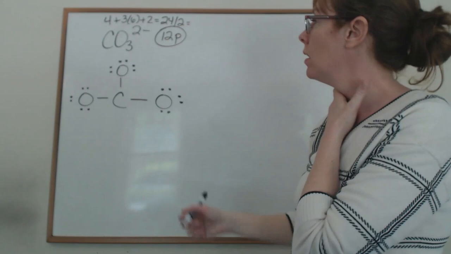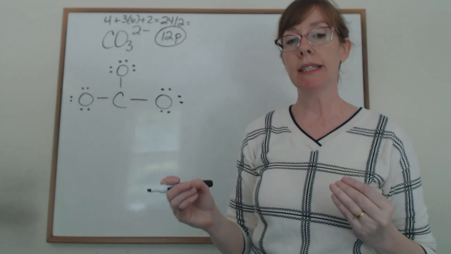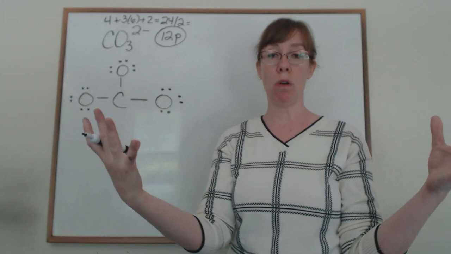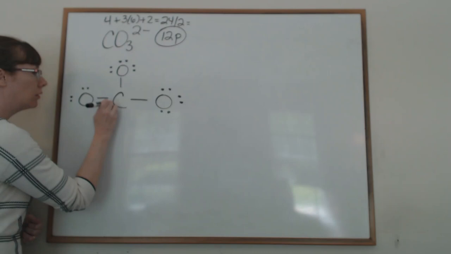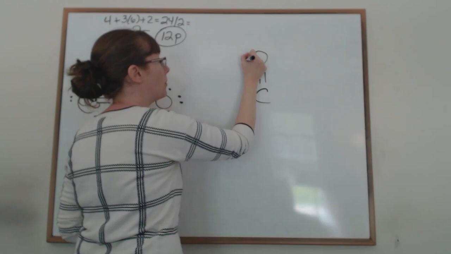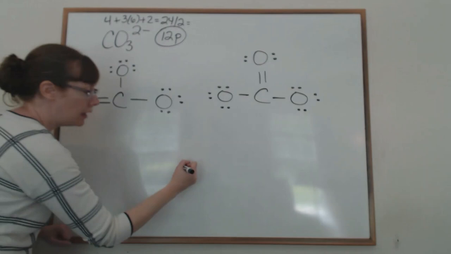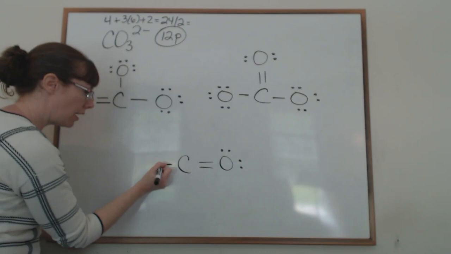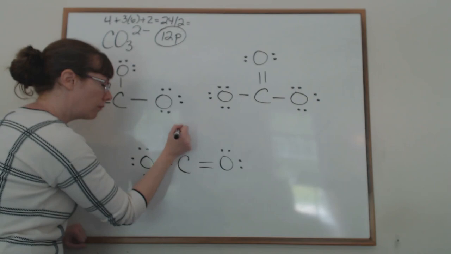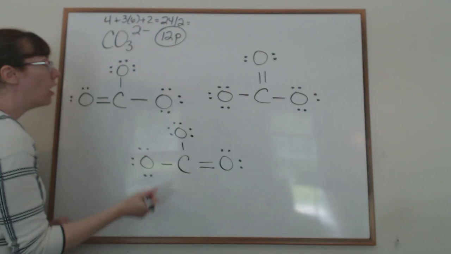Alrighty, so I used my 12 pairs, but not every atom is satisfied. Carbon is not. And like I said, anytime you can pull from one oxygen or a different one, you now open the door to different resonance structures. So this is one resonance structure. This is another one, where I pull from the top oxygen. And my last one would be where I pull from this oxygen on the right. Okay, let's be good here. These are ions, so you need to have brackets.